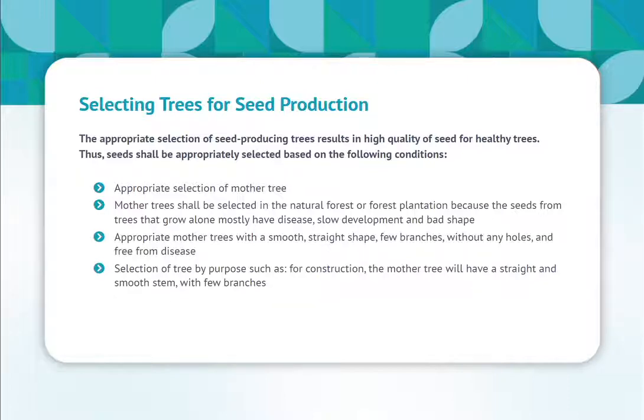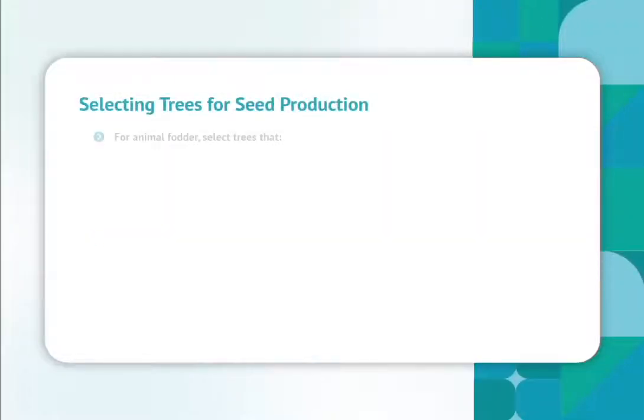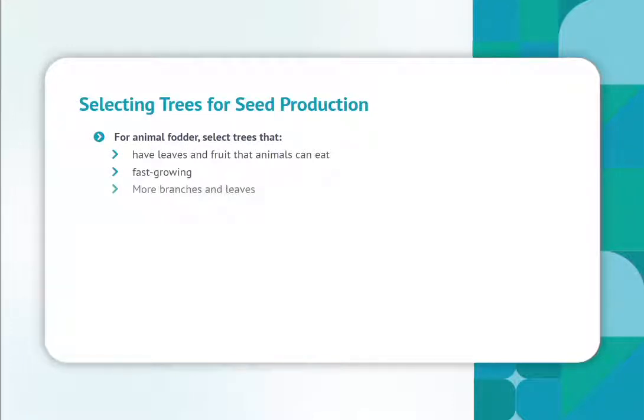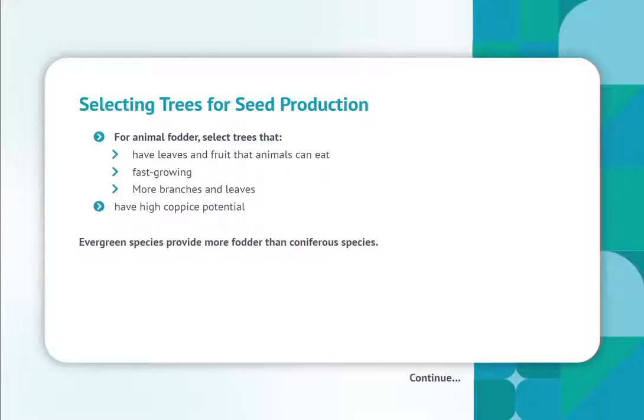Appropriate mother trees have a smooth, straight shape, few branches, without any holes, and are free from disease. Selection of tree by purpose, such as for construction: the mother tree will have a straight and smooth stem, with few branches. For animal fodder, select trees that have leaves and fruit that animals can eat. Fast growing. More branches and leaves. Have high coppice potential. Evergreen species provide more fodder than coniferous species.